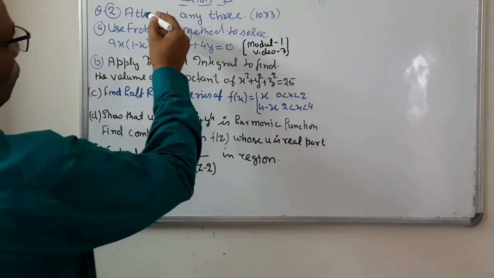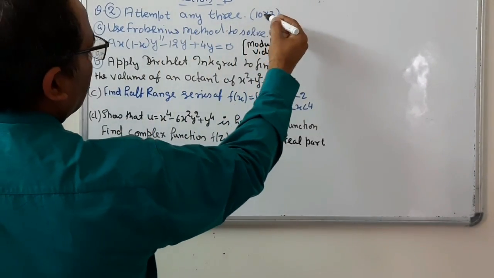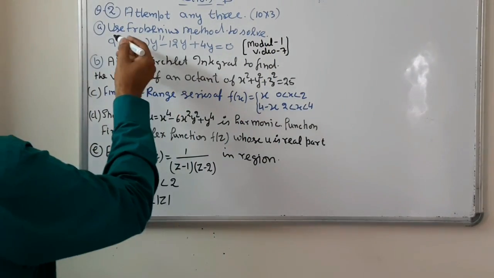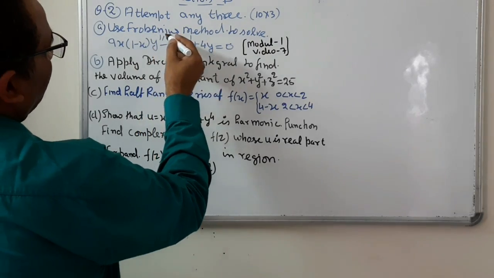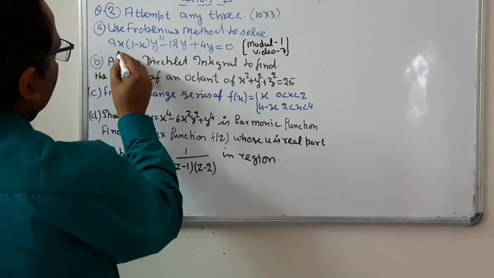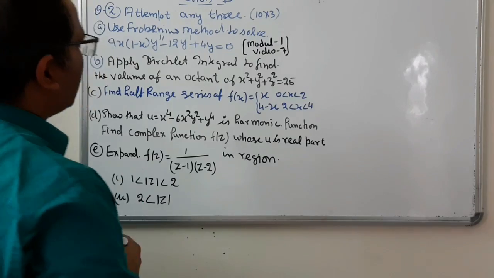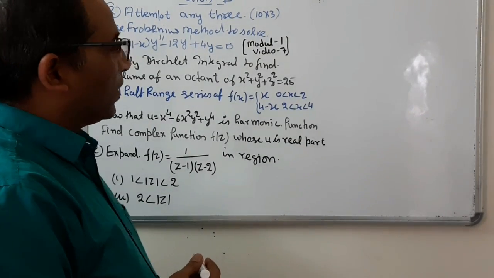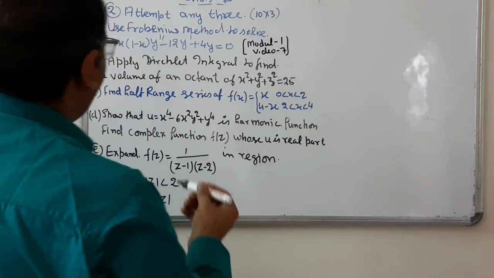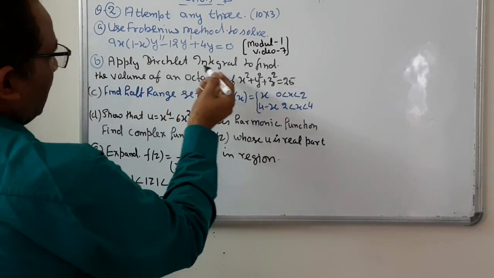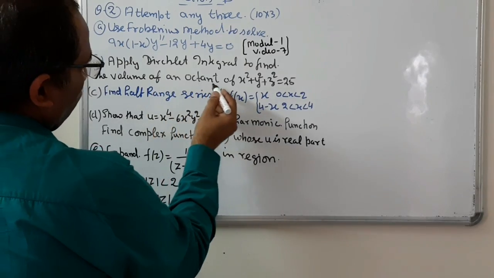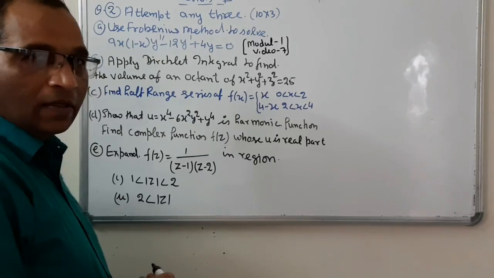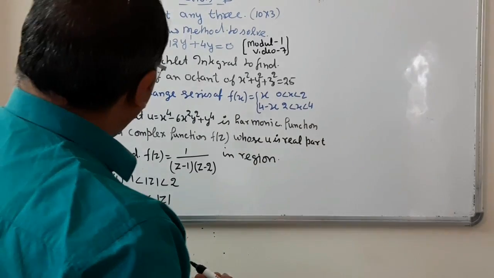In question number 2, attempt any 3 parts, 10 into 3, each part of 10 marks, right? First part is given as: using the Frobenius method, solve this differential equation 9x(1 minus x)y double dash minus 12y dash plus 4y equal to 0, right? In second question, apply Dirichlet integral to find the volume of an octant of x square plus y square plus z square equal to 25. That means the sphere of radius 5.